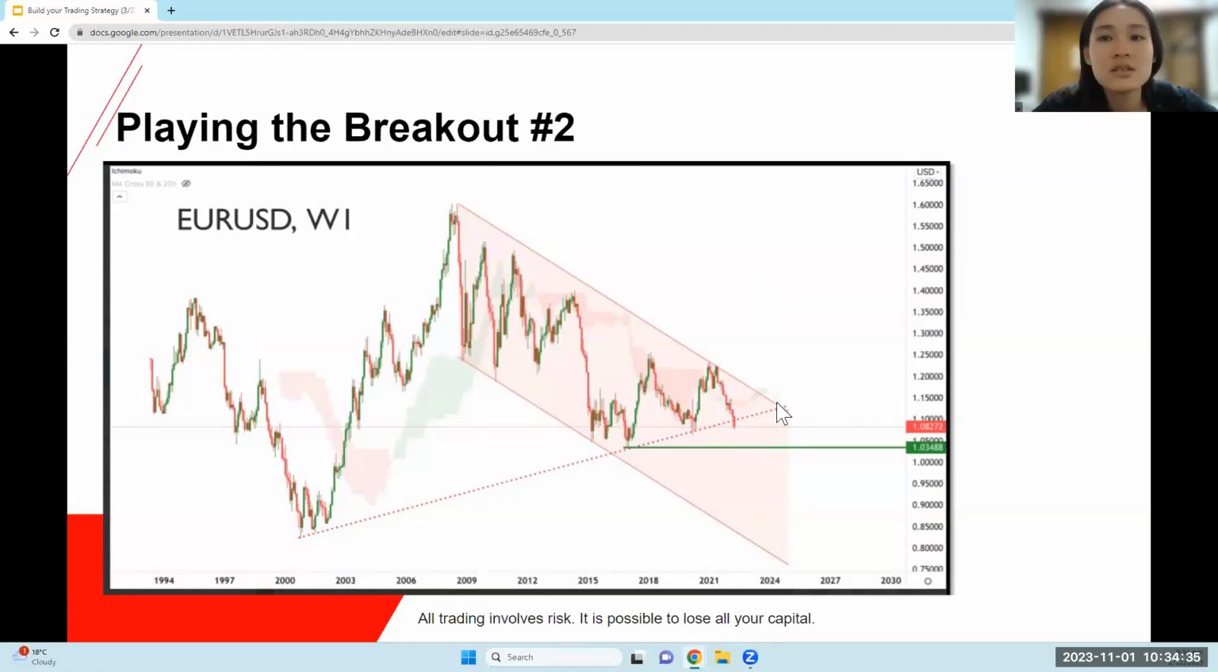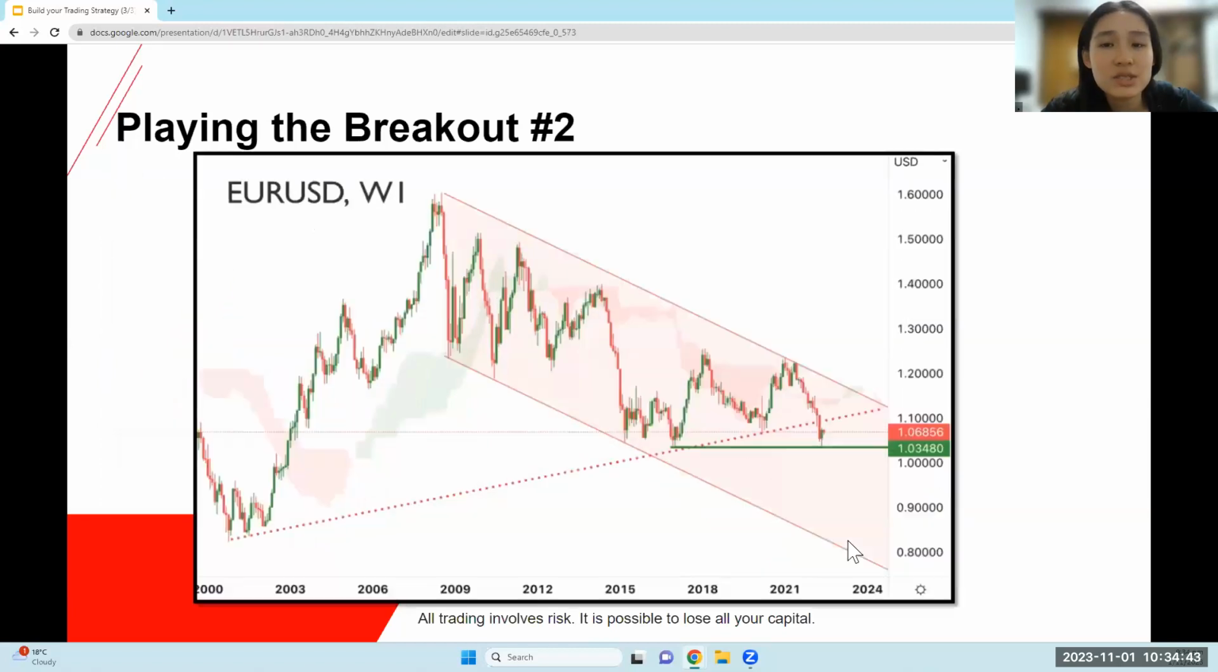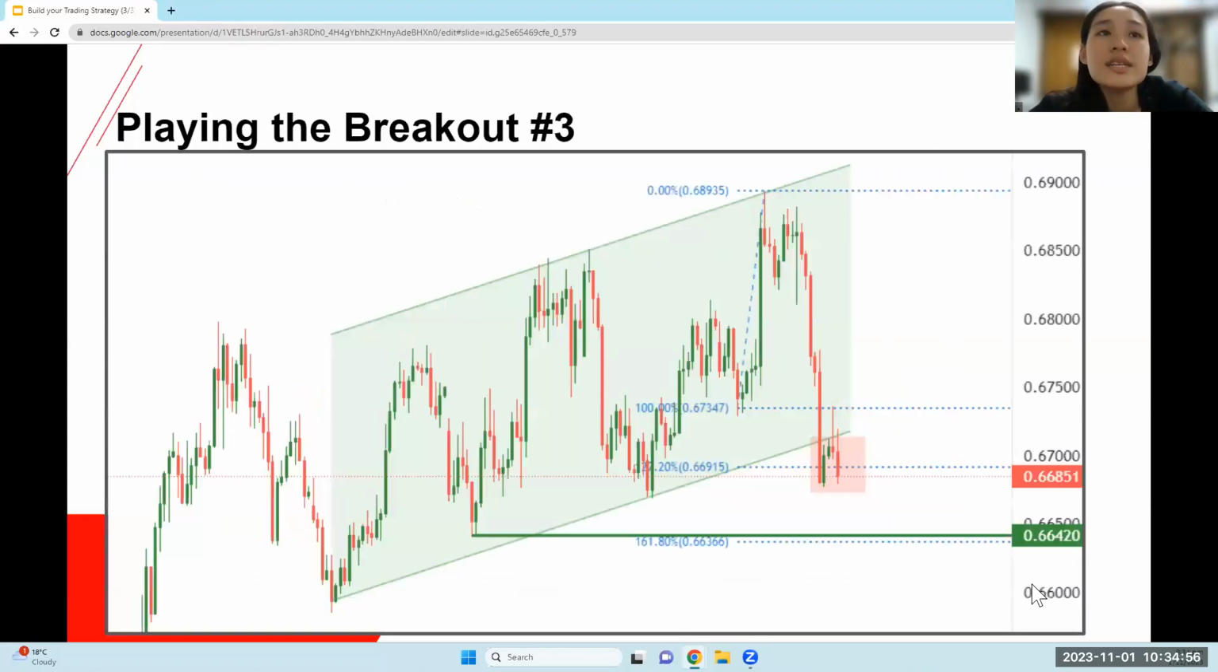Okay. So we see this swing low support at the 1.03488 level, and we're expecting price to continue to drop to that level, which you can see it did nicely here. Okay, next, playing another breakout. In this case, it's breaking out of the ascending trend channel.